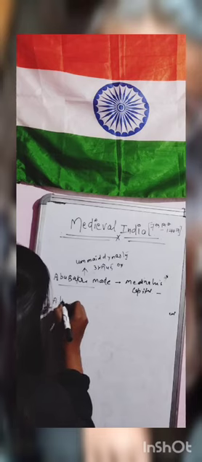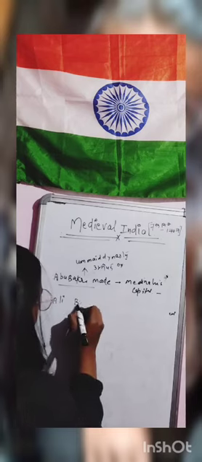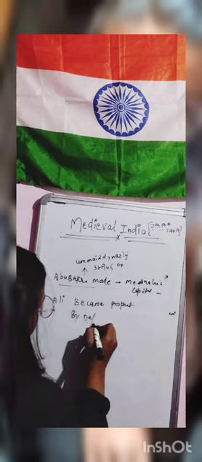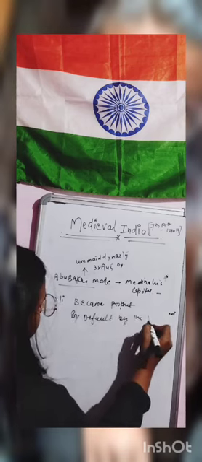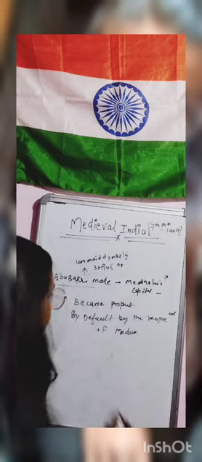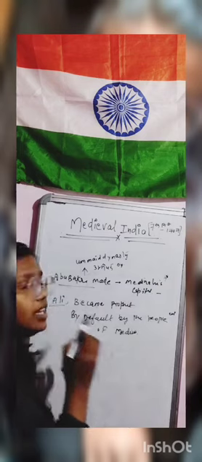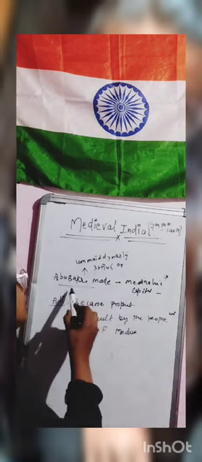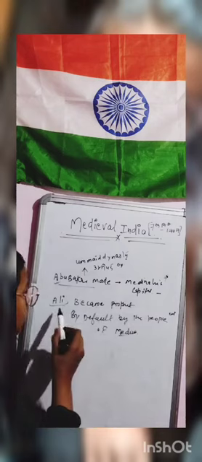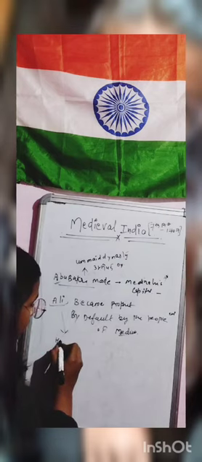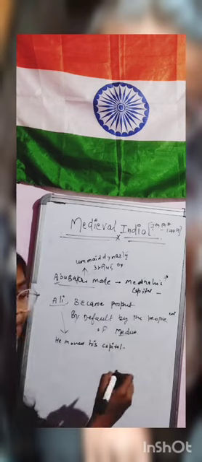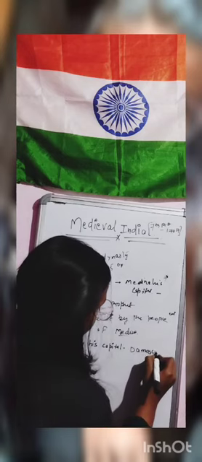What happened, Ali became prophet by default by the people of Madina, because everyone believed that Ali was the real successor of the Prophet Muhammad Sahab. But Abu Bakr became the prophet, so he became the prophet by default. But he moved his capital to Damascus. And now where is Damascus? You have to tell me.